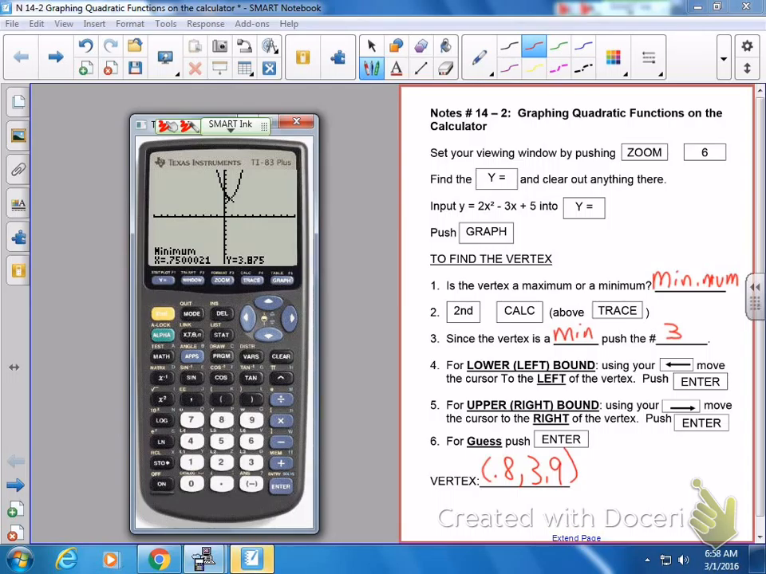Now we could have still found it the way we found it on Friday. Remember the vertex, we could use the point -b over 2a to find x. We could plug that into the equation and find y. This is the exact same thing. We're just using the calculator. All right, let's go ahead and look at the next page.